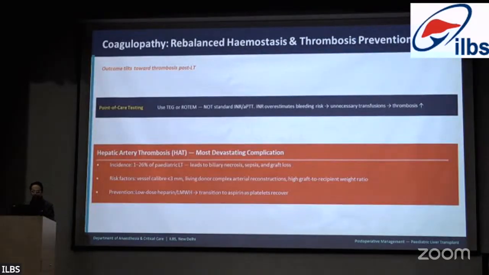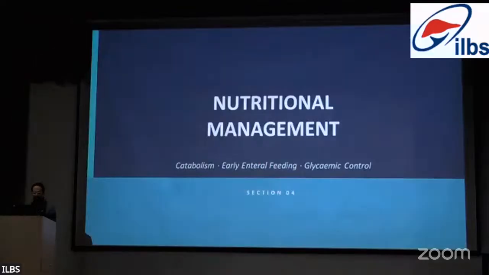Coagulopathy, again, post-operatively, there's a complication with thrombosis in the children. Whatever we use, we should use point-of-care testing, not standard INR or APTT. INR overestimates the bleeding risk and leads to unnecessary transfusion. Hepatic artery thrombosis has a high incidence in the pediatric population due to low caliber vessels. TEG should be done, and a low-dose heparin infusion should be started accordingly.